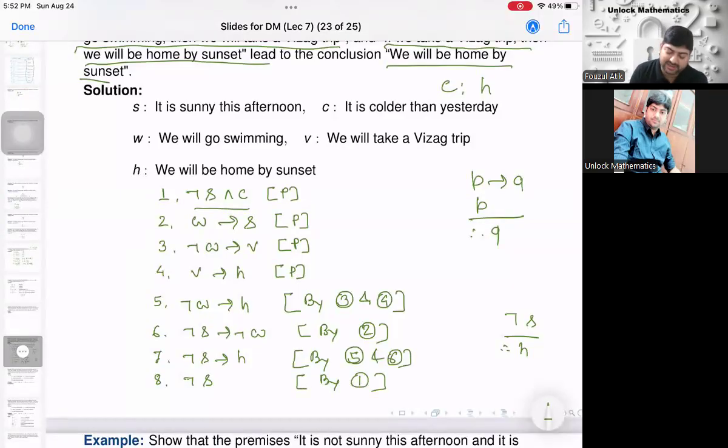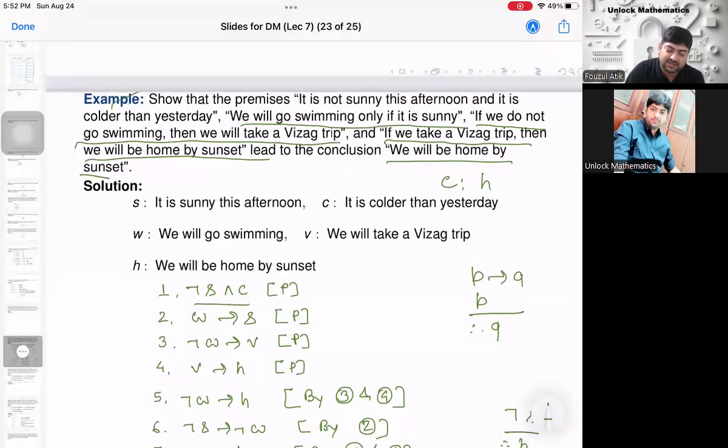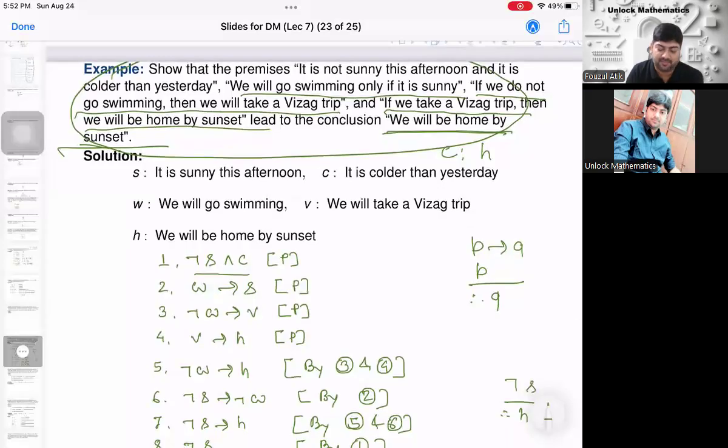Now I have not S imply H and not S. If I apply the first rule of inference, I'll get the conclusion H. How do I get it? By 7 and 8 and by applying rules of inference 1. I got it, the conclusion is H. We are done. All these sentences together imply that the conclusion is we'll be home by sunset. We have proved it.